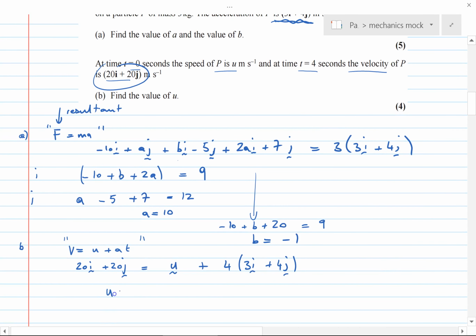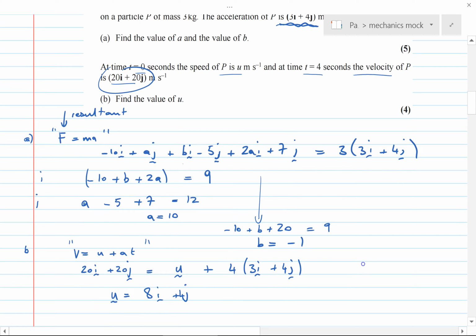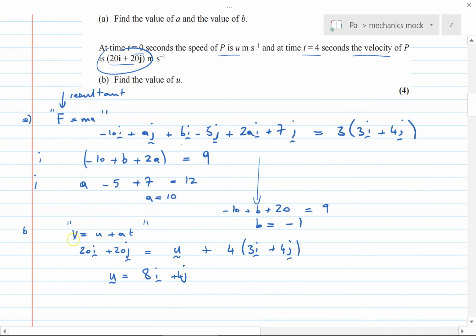So that gives us u, when we work that out, because this is 12i and 20i, so that's 8i. And here we've got 20 minus 16, that's 4j. That's the initial velocity, but it wants the value of u, that's the speed. Let's squiggle it to make it clear it's a velocity vector there. So we want the speed, which is the magnitude of the velocity.